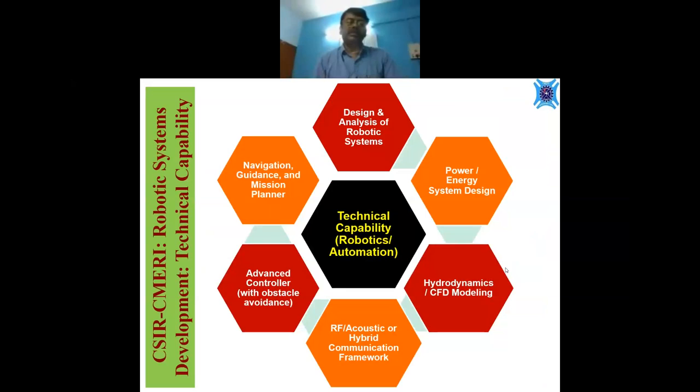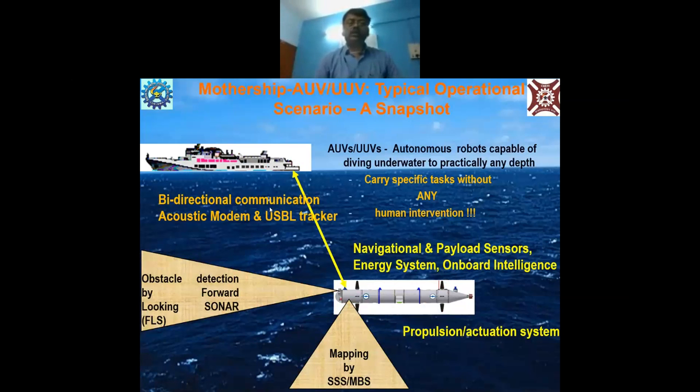So subsequently, what I can say is that CMRI has the expertise in design and analysis of robotic system, underwater robotic system, then power or energy system design, hydrodynamic modeling CFD, then RF, acoustic or hybrid communication framework. Then advanced controller with obstacle avoidance, then navigation guidance and mission planner. Now I want to go through a case study of how we have come to develop that kind of system, for which I have shown the video as well as the basic specification of the system.